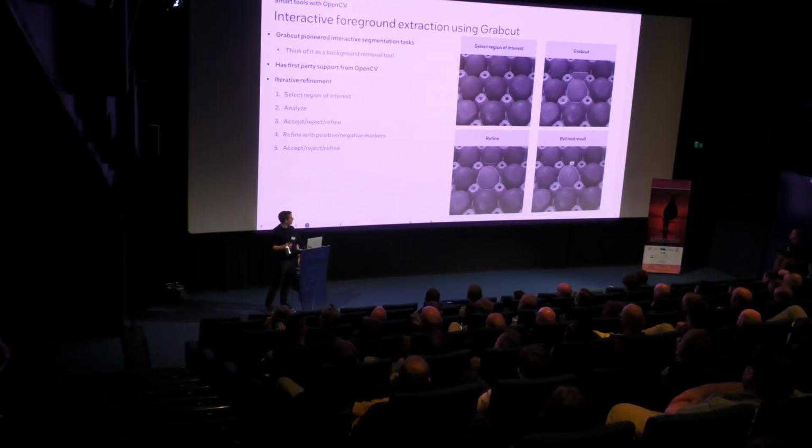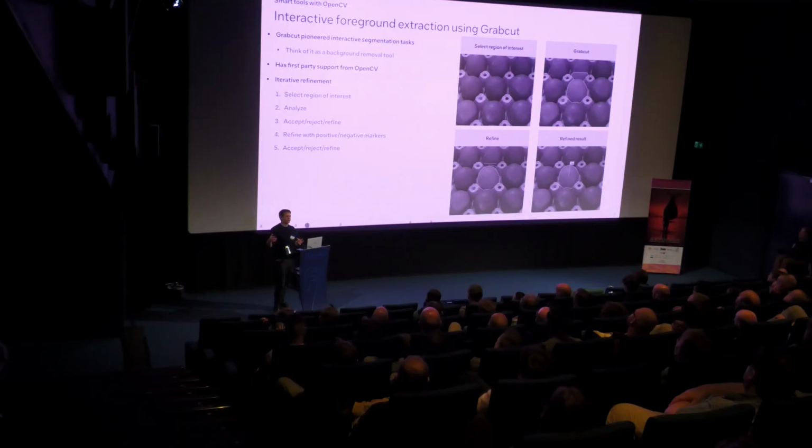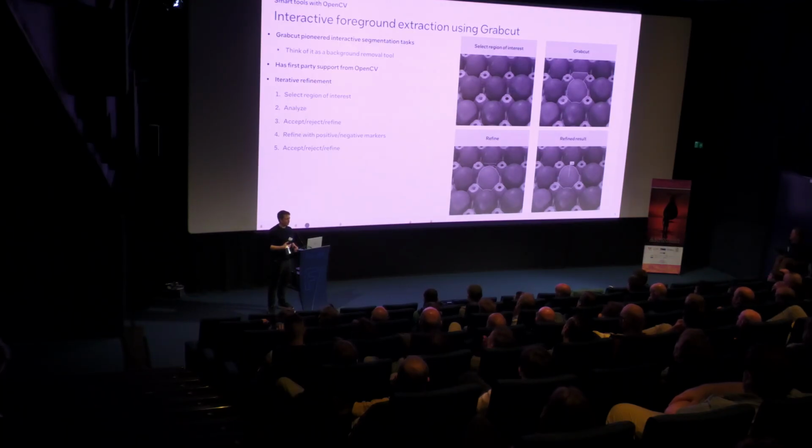The first thing we started out with was GrabCut, which is interactive foreground extraction using WebWorkers, which is quite a reasonably well-known algorithm that pioneered interactive segmentation tasks. If you've ever used Photoshop, they use some of these tools internally as well, even before the AI hype. A good thing is that it has first-party OpenCV support. So basically, you can just run GrabCut in OpenCV. You do need to do some extra things for improving the results. And then it has this iterative refinement.